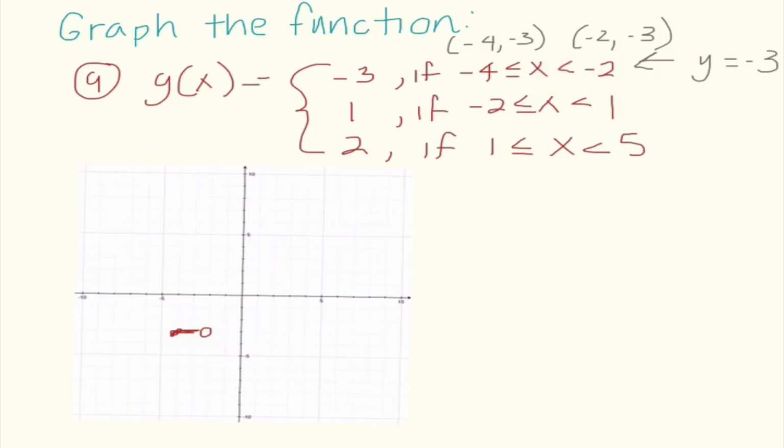My second line right here is just y equals 1. So my ordered pairs are going to be -2, 1, and 1, 1. And I'm going to connect those with a horizontal line. And I'm getting these x values from these 2 endpoints, and this is telling me everything between those values is on that line. My third line is y equals 2, so at 1, 2, and at 5, 2, I'm going to put my ordered pairs and draw my line.